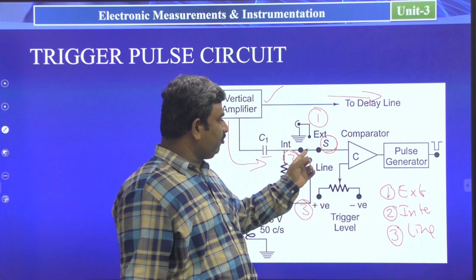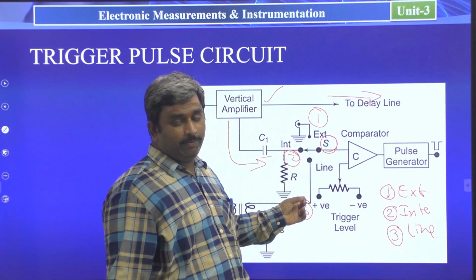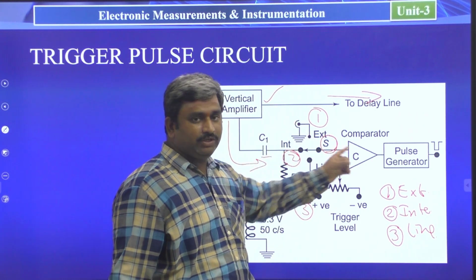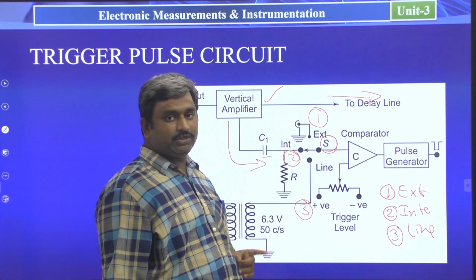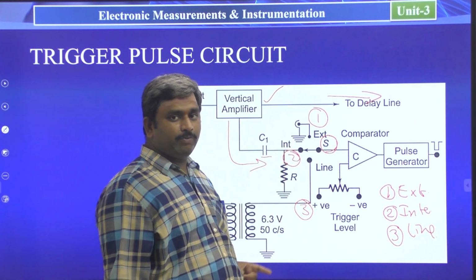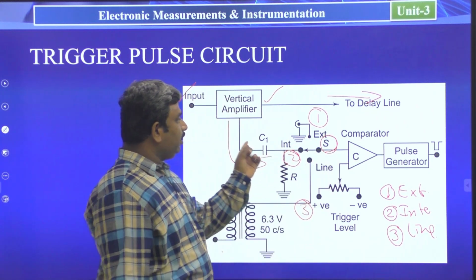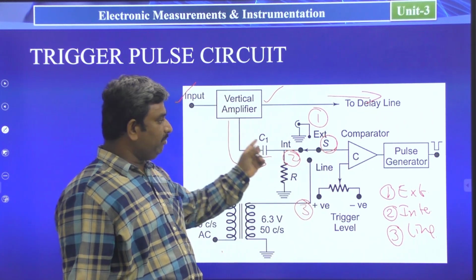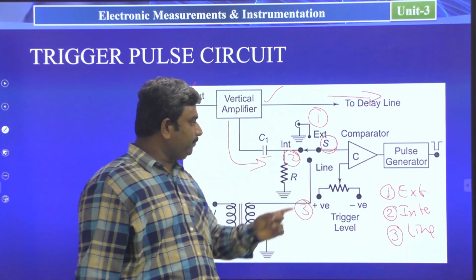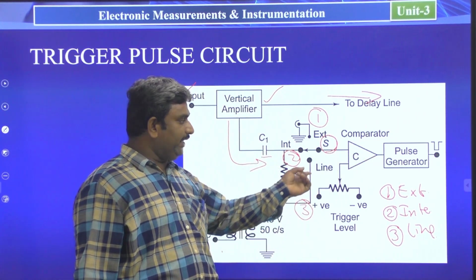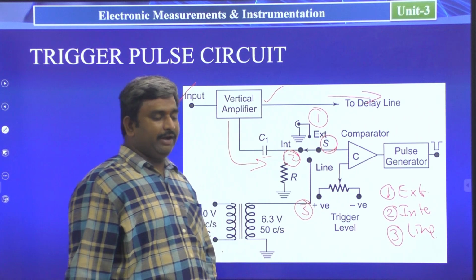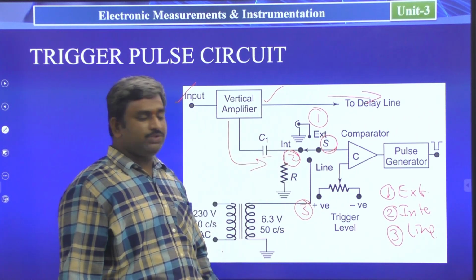So this switch has three positions. In the internal position, the internal information is connected to the comparator. When switch S1 is selected into the external position, the second position is connected. The internal is connected to the internal voltages which are coming from the vertical amplifier. It is connected to the comparator, and in the third one, the line voltage is connected to the comparator. These are the three positions we have here.